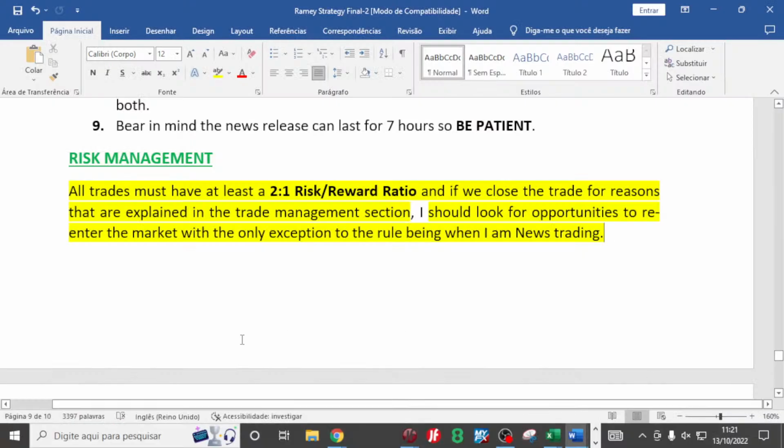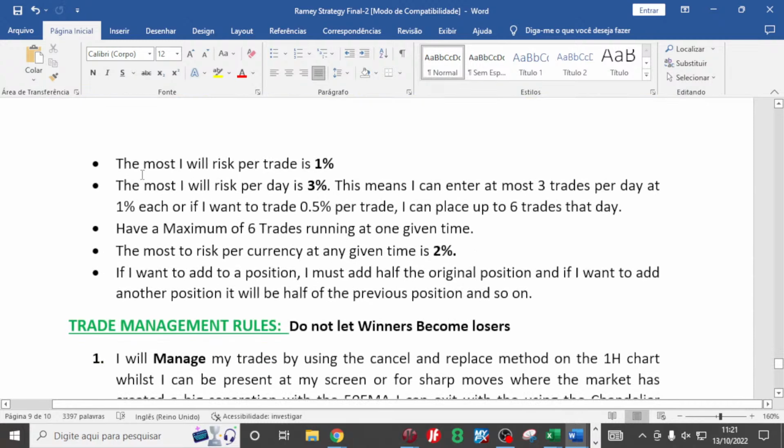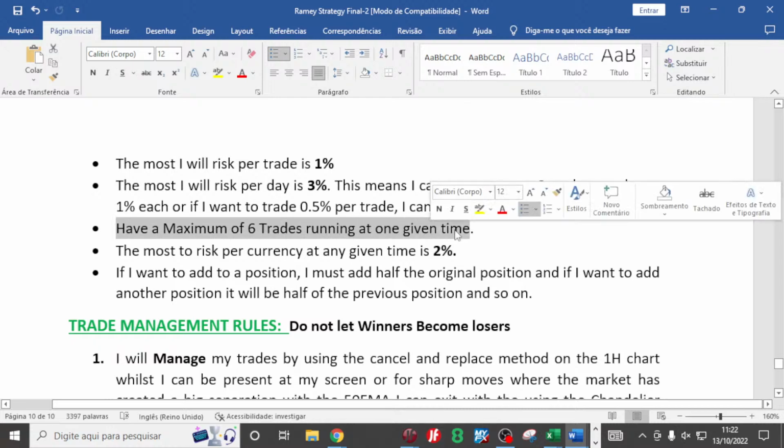So talking about the strategy, now let's hear it. So this is XLS. The most I will risk per trade is 1%, everybody. This is his strategy. Okay, you can do it 0.5 to whatever. The most I will risk per day is 3%. This means I can enter at most 3 trades per day at 1% each, or if I want to trade 0.5 per trade, I can place up to 6 trades per day. Have a maximum of 6 trades running at one given time.